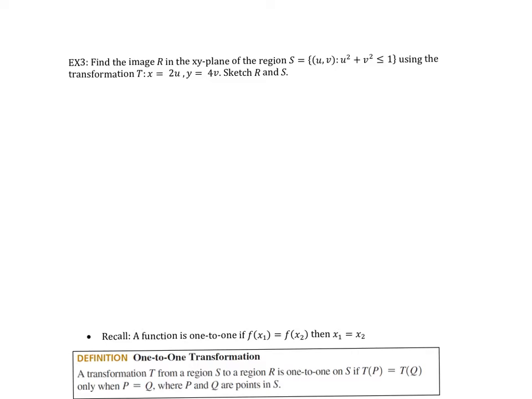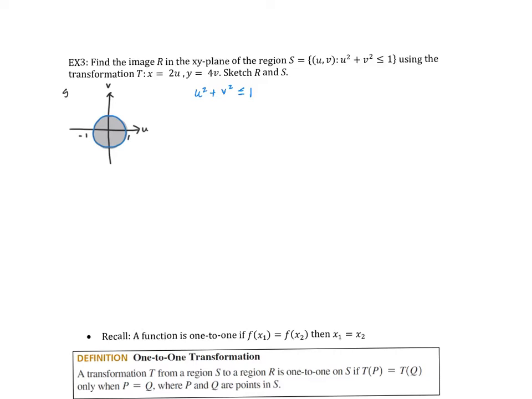u squared plus v squared less than or equal to 1 is a unit circle, but it includes the inner portion. So if this were my S, and I have a UV, I'll do a different color. That would be the unit circle. And it's less than or equal to, so it's going to include all this stuff here. I don't know what R looks like yet, but I do know that u squared plus v squared is less than or equal to 1.